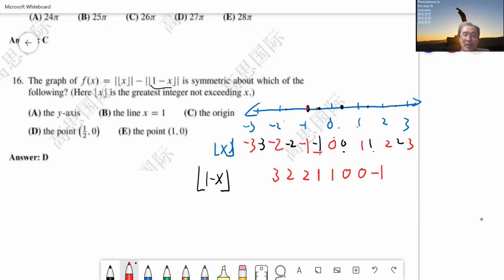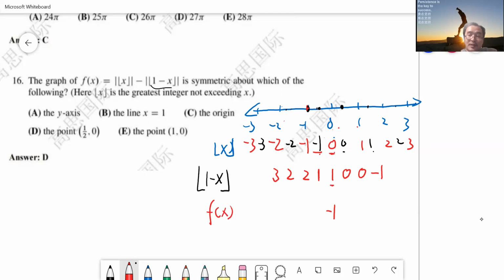So now we're going to do the f(x). Here from 0, we're going to do f's value of 0 minus f's value of this, 0 minus 1, which is negative 1.